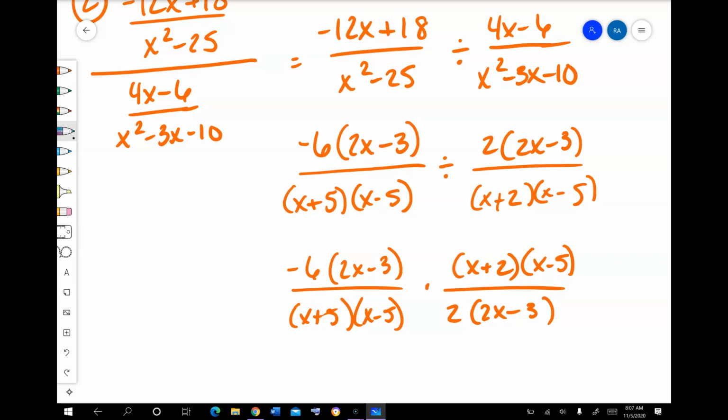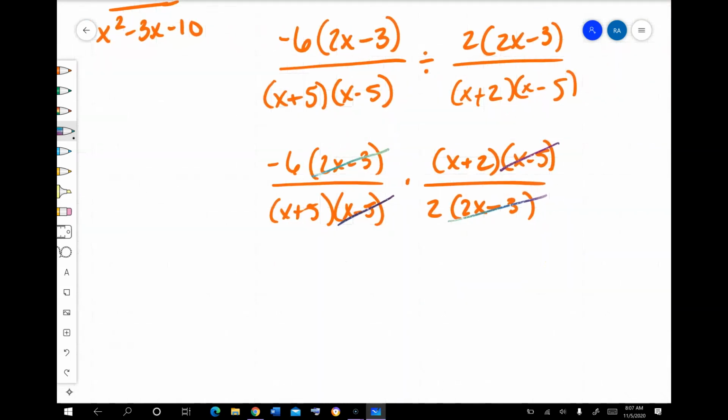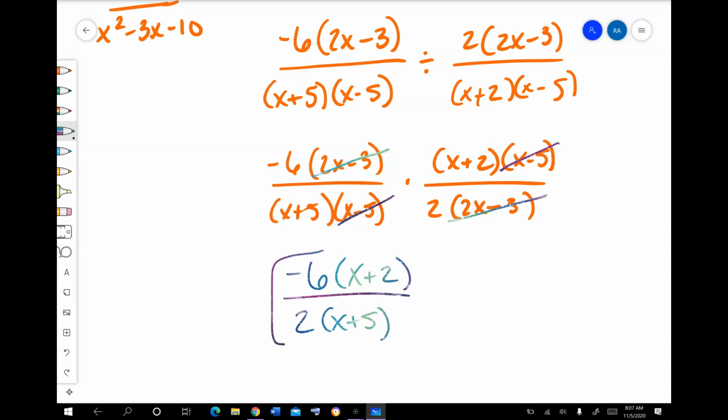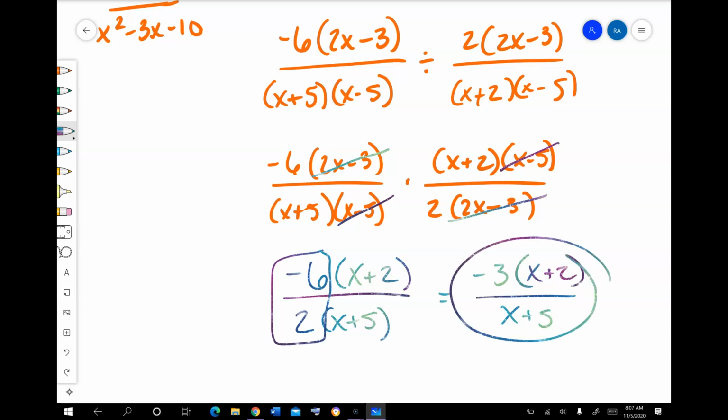Now we're going to cancel out like terms. 2x − 3, 2x − 3. x − 5, x − 5. Smush what you've got left: negative 6 times (x + 2) over 2 times (x + 5). Now again, we have numbers, and I reduce them last. Negative 6 divided by 2 is negative 3. And that would be your answer.